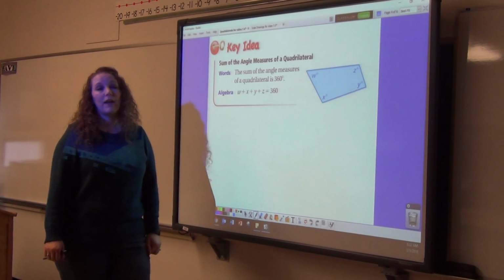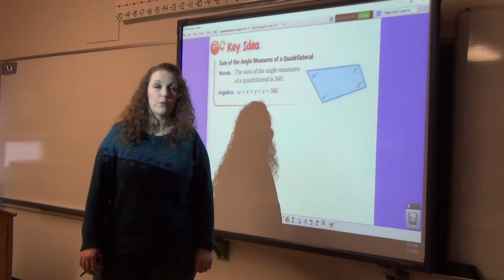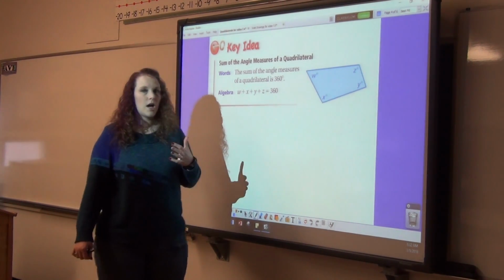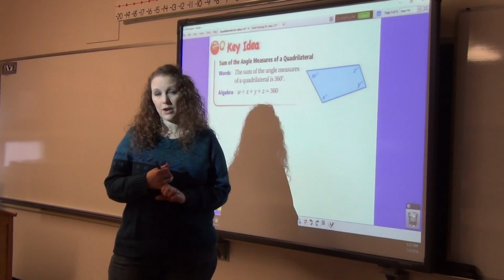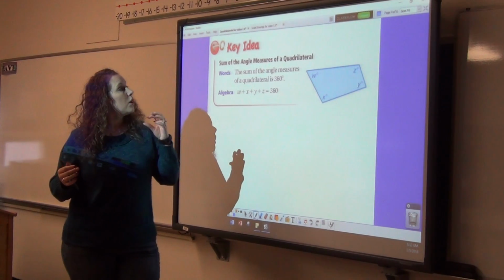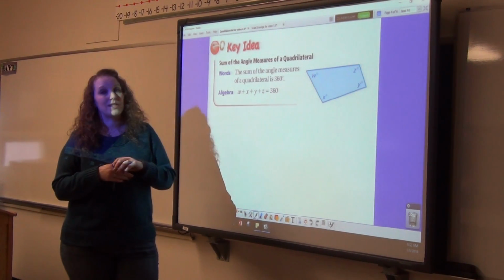Alright, the cool thing about quadrilaterals is that all their angles add up to equal 360 degrees. We talked last week about how triangles have angles that add up to equal 180 degrees. Quadrilaterals add up to equal 360.